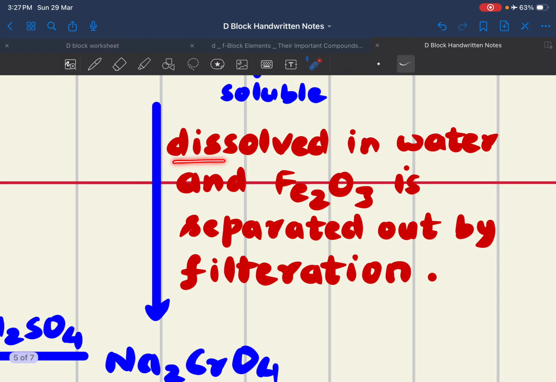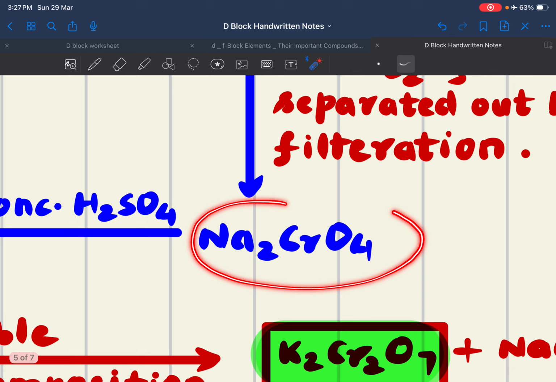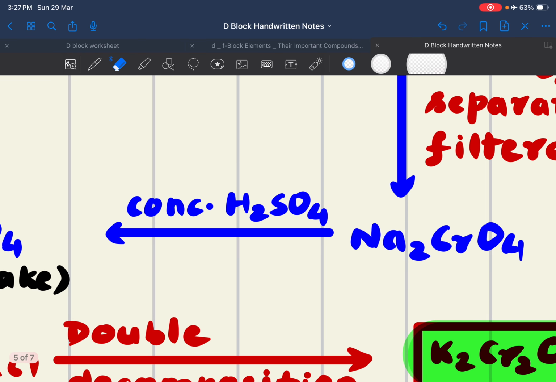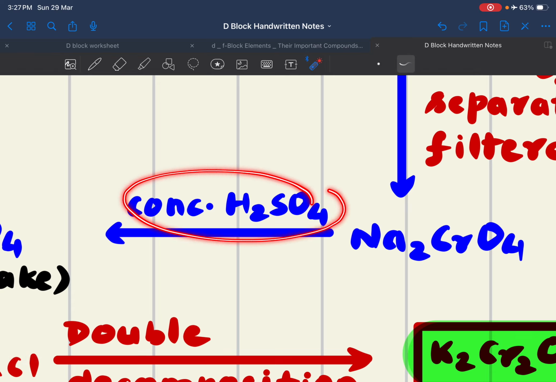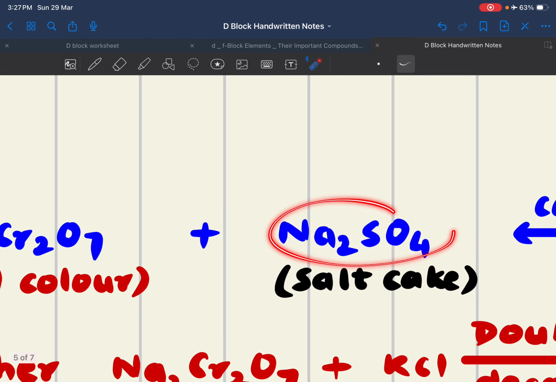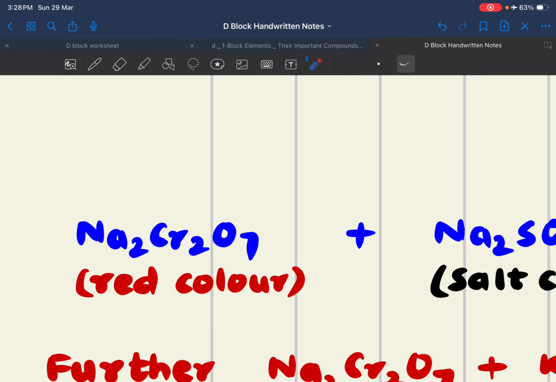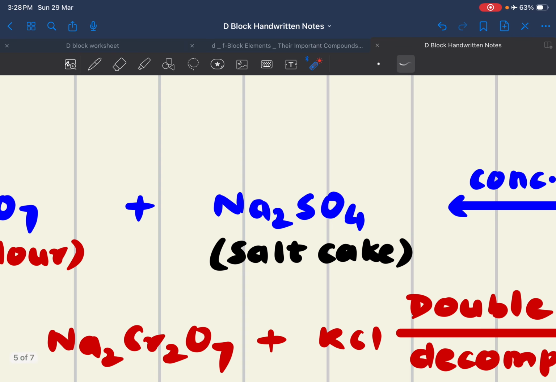Moving ahead, we have dissolved the solution in water and Fe2O3 is separated out by filtration. I have already explained. Then we are left with Na2CrO4, and now we treat it with concentrated sulfuric acid. When I treat it with concentrated sulfuric acid, that changes into Na2SO4 and sodium dichromate, Na2Cr2O7, which will be red in color. Now we have Na2SO4, sodium sulfate, which is also known as salt cake.